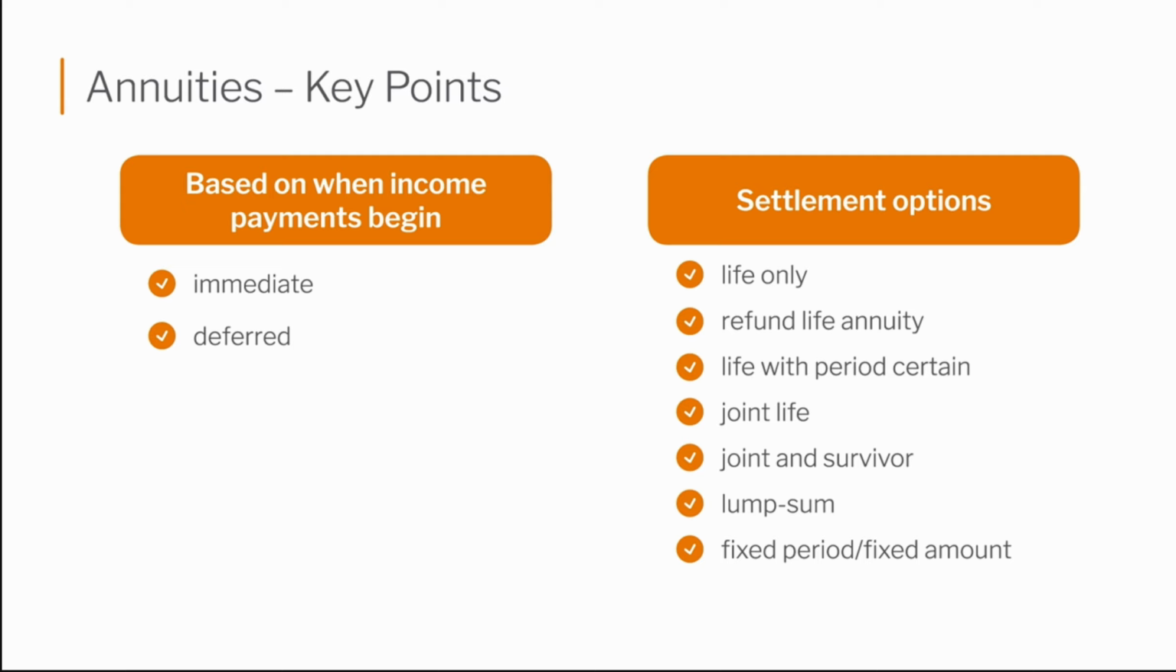Another life expectancy-based option is refund life annuity. Again, use that same example. A 20-year life expectancy, age 60 male, would have life expectancy to age 80. Well, let's say you die at age 77. You've got 3 years left before you would have reached your life expectancy.